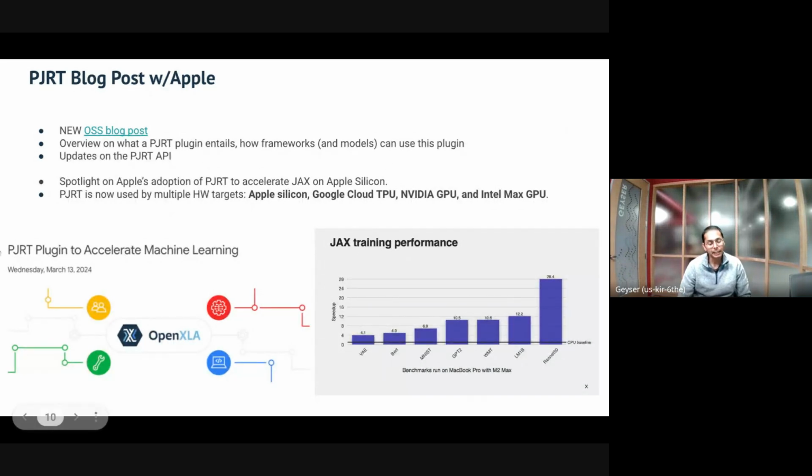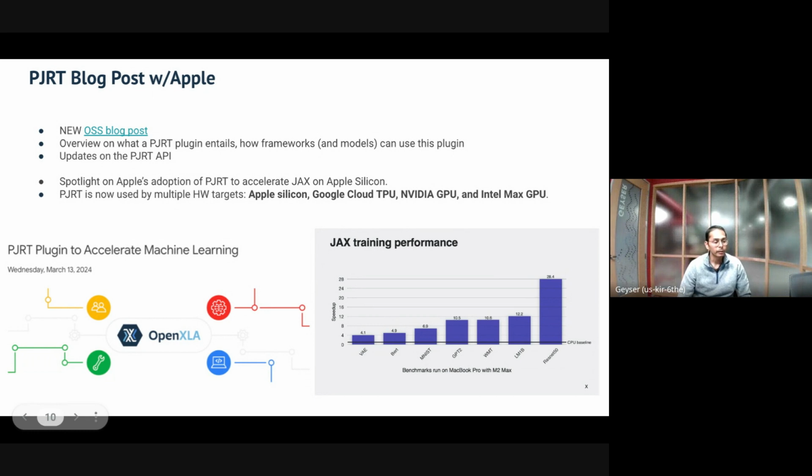Beyond these PJRT updates, we also shared a spotlight on Apple's adoption of PJRT to support Apple Silicon. StableHLO is generated, the compile and execute method is called, MPS graphs are generated for Apple Silicon, and then all of that is packaged into a Metal plugin. So some details regarding that are also on the blog post.